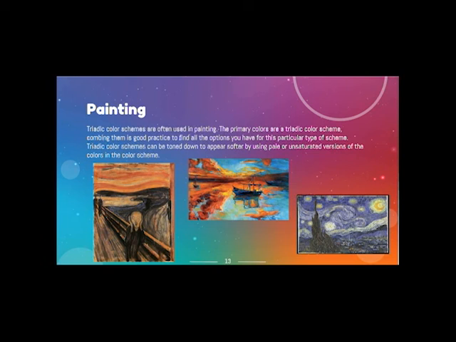Triadic color schemes can be toned down, appearing softer by using pale or unsaturated versions of the colors in the color scheme. To the left here, Edvard Munch's The Scream is a great example of the triadic color scheme in painting. It is used to contrast the black in the foreground against the reds, yellows, and blues of the background, which creates contrast and vibrancy.